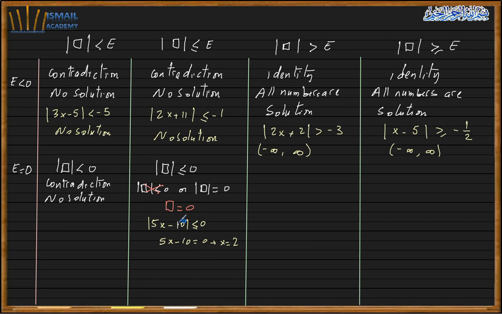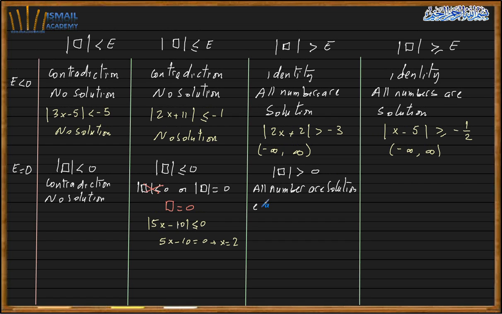Here, it means that the absolute value is greater than 0, but we know it is equal to 0 when the expression equals 0. So all numbers are solutions except when this expression is 0. So this is what you need.